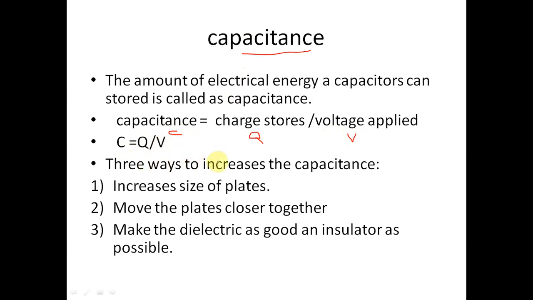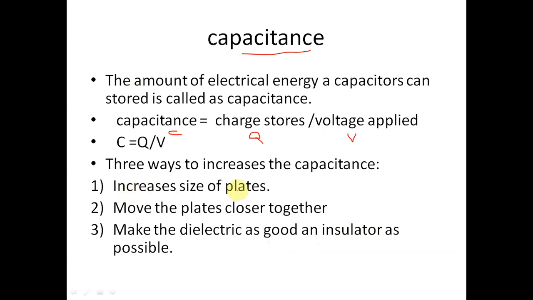There are three ways to increase the capacitance. The first way is to increase the size of the plates. The second way is to move the plates closer together. And the third one is to make the dielectric as good an insulator as possible.